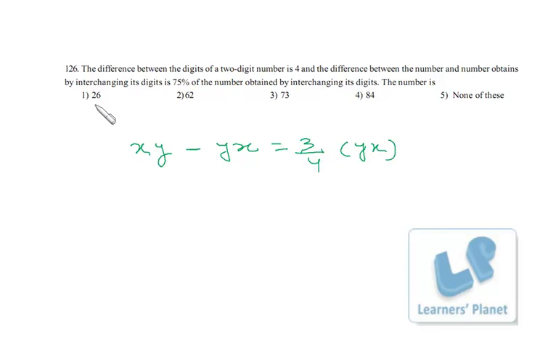Now just see among the options. 62 not divisible by 4, 26 not divisible by 4, 37 not divisible by 4, 48 yes, it is divisible by 4. Now if we consider 84 as the number, then 84 minus 48 is equal to 3/4 of 48. We have to verify. That's it. So 84 minus 48 is 36, right? And 3/4 of 48 is 36. So the equation is verified. So very simply you can solve this question. Right? 84 is the correct choice. I hope you are getting my point.